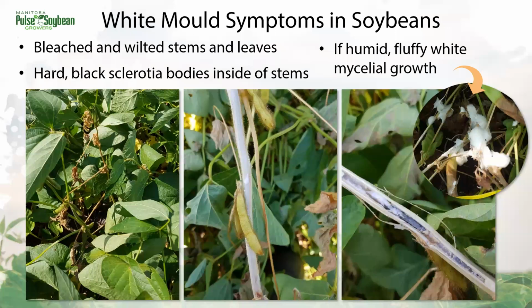For white mold symptoms in soybeans, during podding, you'll find wilted plants in the field, and when you open up the crop canopy to take a closer look, those stems will be bleached rather than healthy green in color. If it's been humid, there might be some fluffy white mycelial growth from white mold. If it's more dry, you might just find small white bumps on the stem. In both cases, though, if you break open those stems, you'll often find hard black sclerotia bodies, and that's how white mold overwinters.